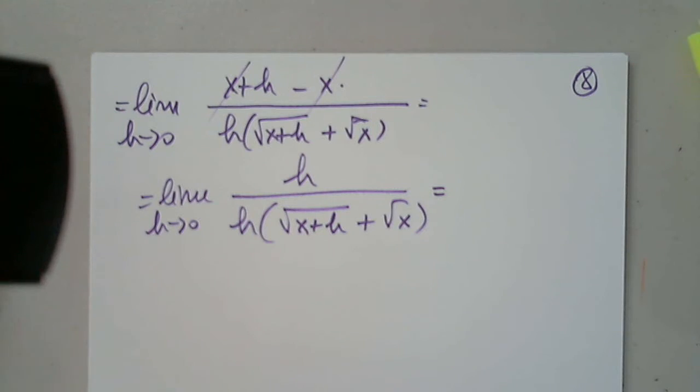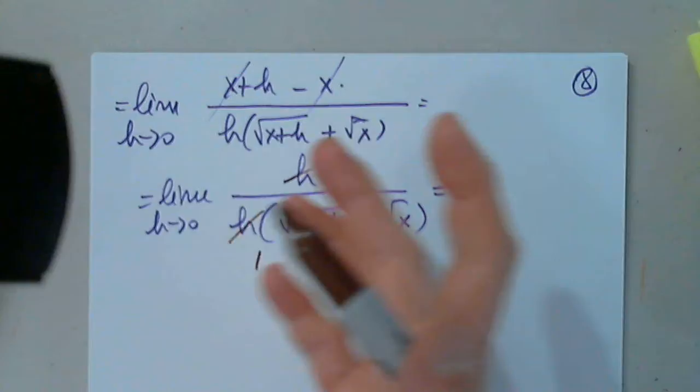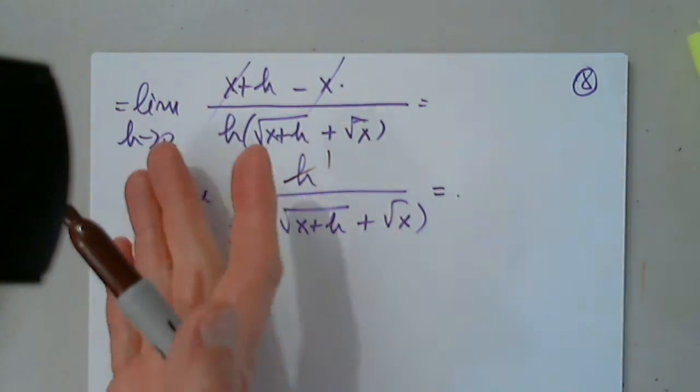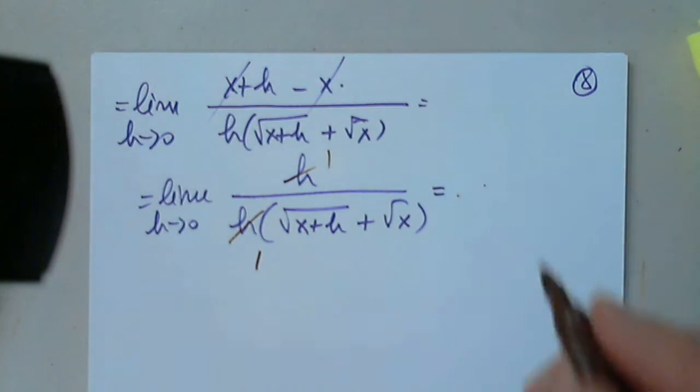What is my next step here? Cancel the h's out. Of course. And now please apply the limit and give me the final answer. Now the limit operator is gone because we apply it. So what is the answer?